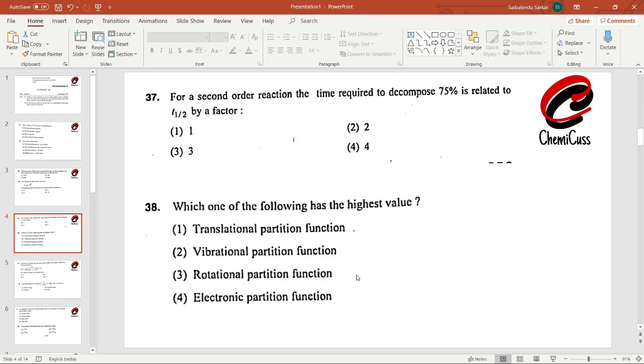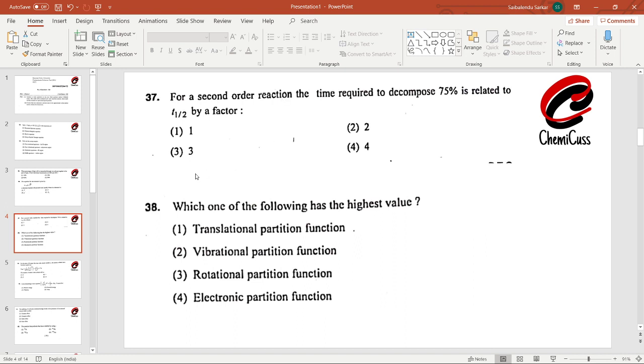Next, moving to question number 37. As you can see, this is also a conceptual question, and it also has to be done in a mathematical way. But for the time being, I can say that I have done the math, and I am not showing you here. It will come in the next videos. And the correct option is 4. Four times T half, that is half life, is equal to the time required to decompose 75% in a second order reaction. So for that you have to keep in mind the integrated rate law equation for second order reactions.